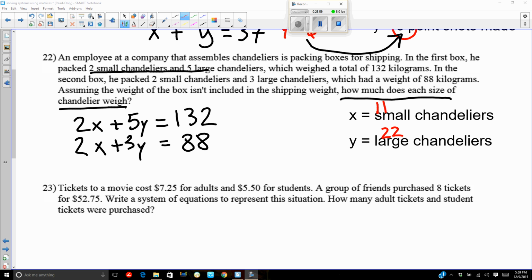So there's my answer. I got x equals 11. So it's 11 small chandeliers. I got y equals 22. So it means there's 22 large chandeliers.